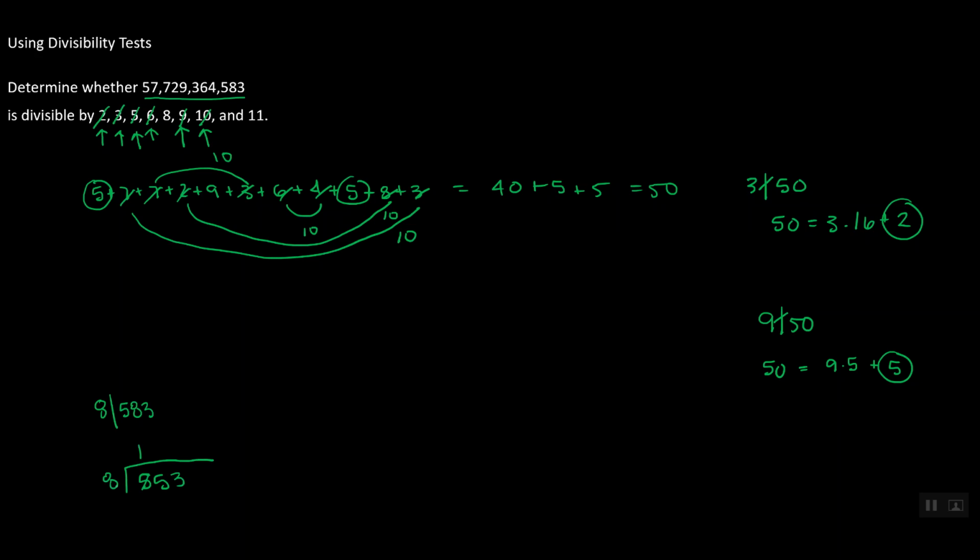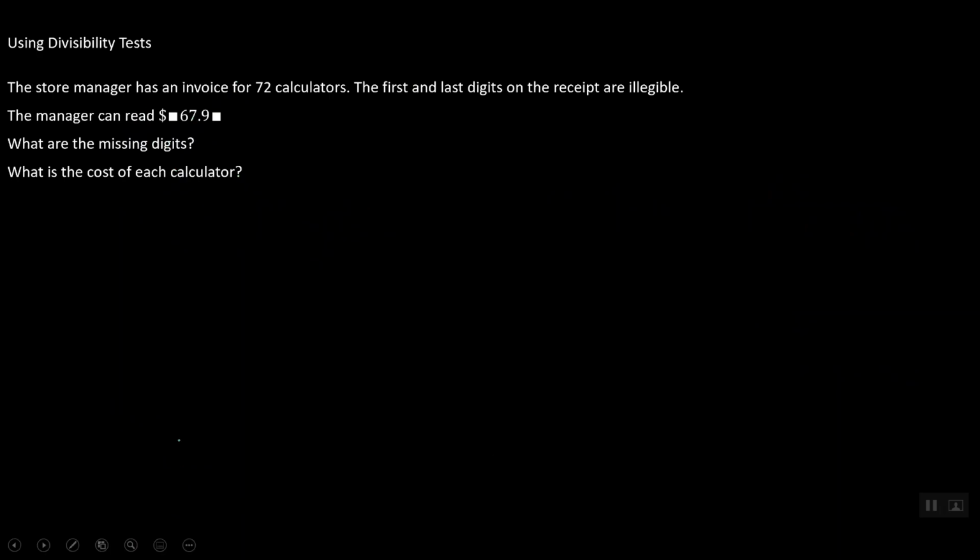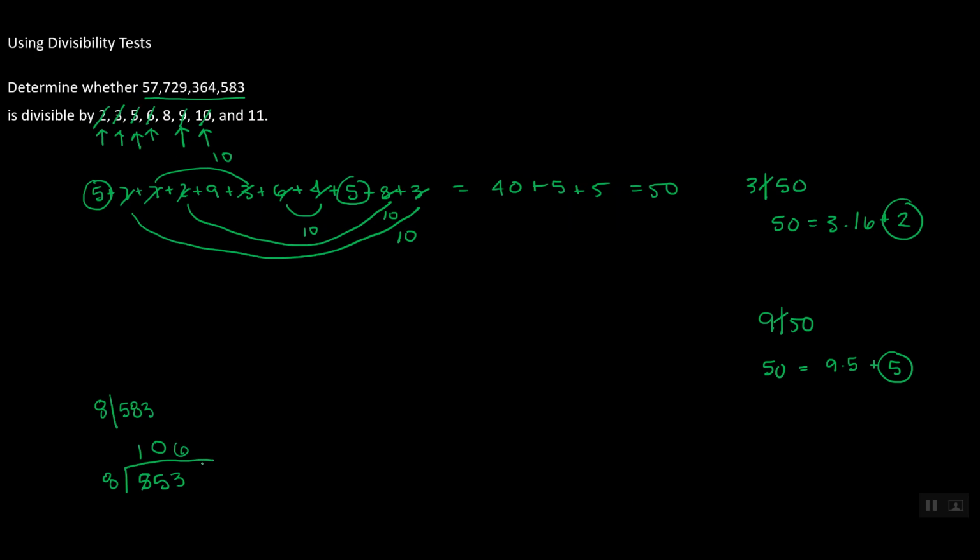8 goes into 8 once with no remainder. 8 goes into 5 0 times. Eight goes into 53 6 times. But 8 times 6 is 48, which means we have a remainder: 49, 50, 51, 52, 53, with a remainder of 5. Therefore, 8 does not divide 583, ruling out 8 as a divisor of our 57 billion number. So the only possible divisor that we have left that could pass might be the 11. So let's take a second to try that.